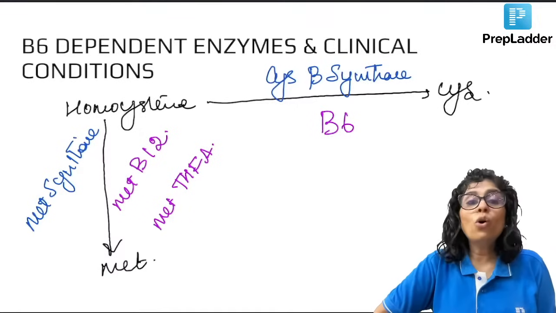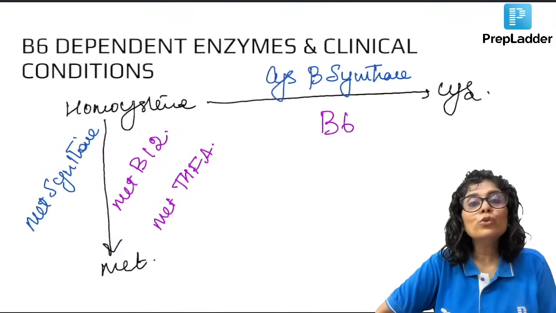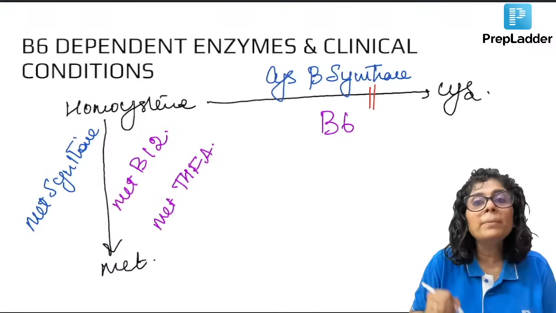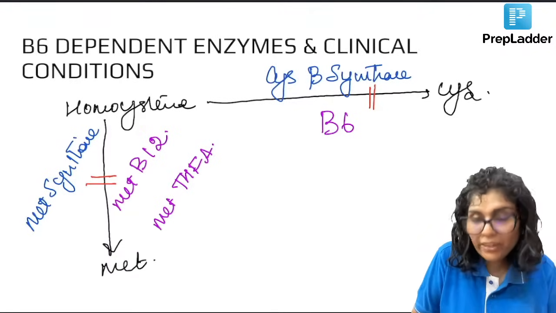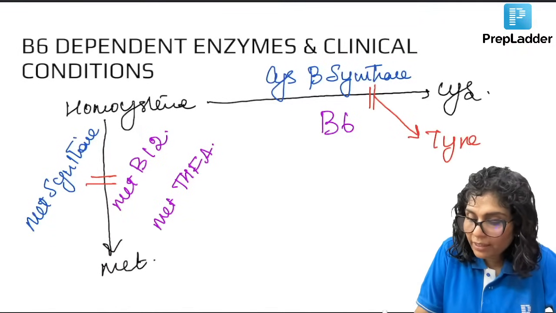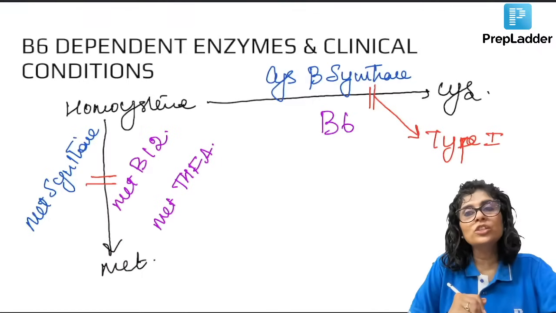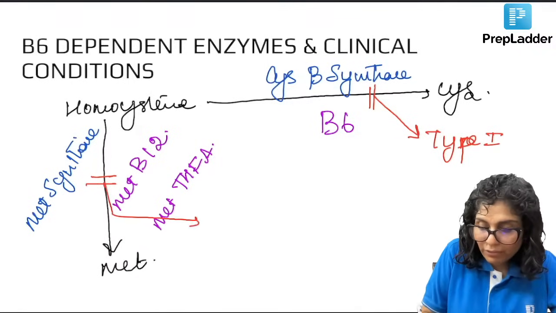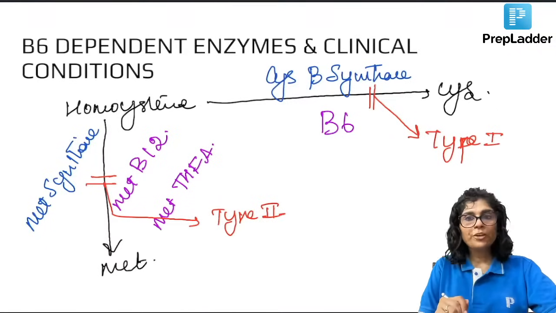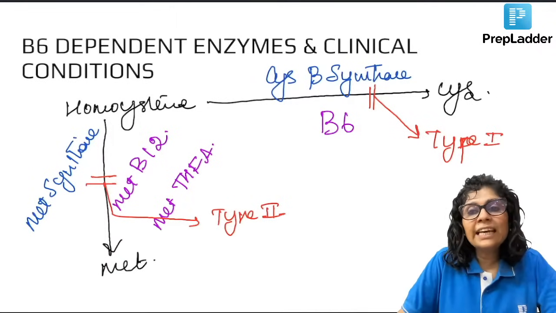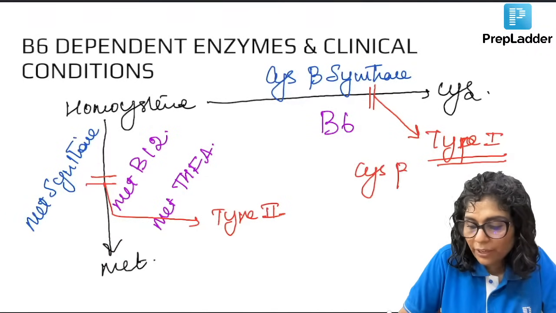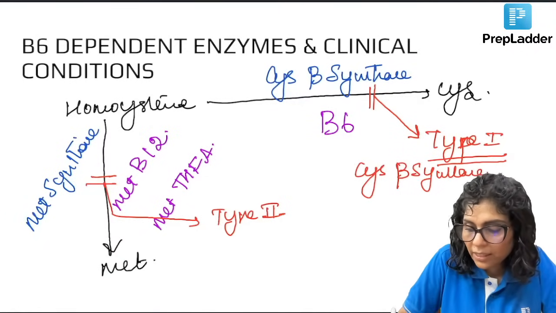So can you all tell me what are the causes of homocystinuria? Homocystinuria is either because of a defect of the major fate or because of a defect of the minor fate. If it is because of the defect of the major fate, it is called type 1 homocystinuria. If it's because of the defect of the minor fate, that is called type 2 homocystinuria. Do you understand this? So what is type 1 homocystinuria due to? Type 1 homocystinuria is because of the defect of cystathionine beta synthase.